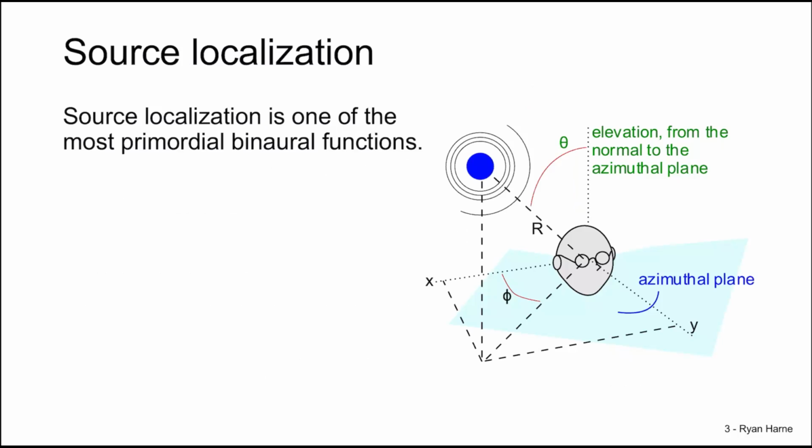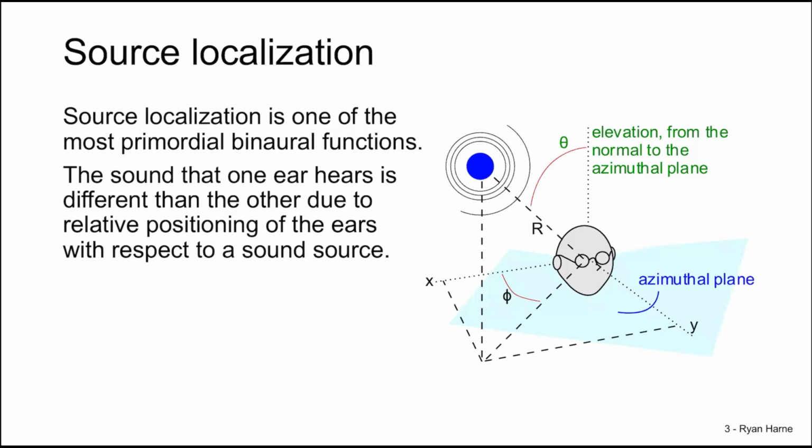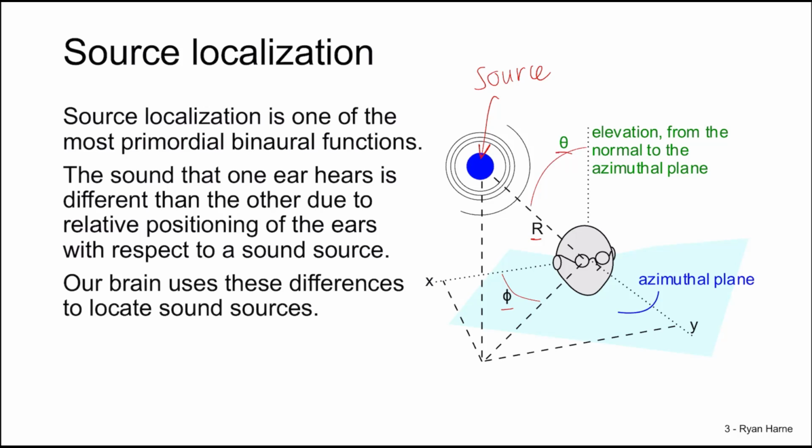It's one of the most primordial binaural functions. The sound that one ear hears is different than the sound that the other ear hears, due to the relative positioning of the ears with respect to the sound source. So we have our sound source here located in spherical coordinates, radial distance r, azimuthal angle phi, and elevation angle theta. Our brain uses these differences of what's heard between ears to locate sound sources.